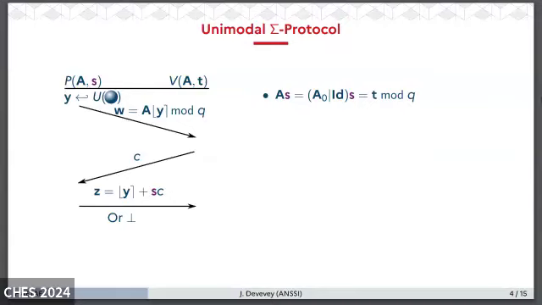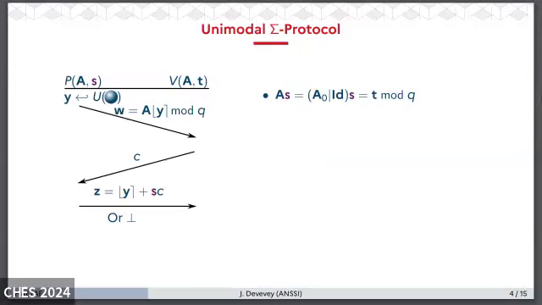So in a Sigma protocol, you start with a prover and a verifier which share a public matrix A. And the prover has a vector S, which is essentially ternary. The verifier only knows the image of this vector by A, so the vector T. And the goal for the prover is to prove that it knows S without revealing it.